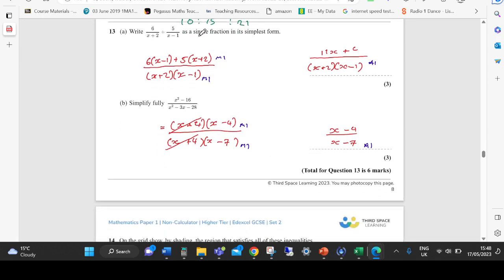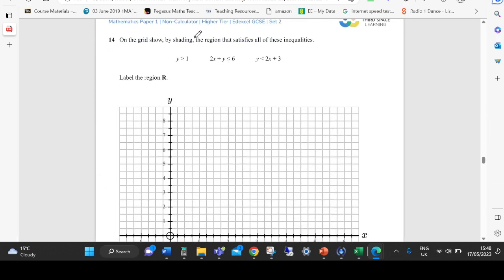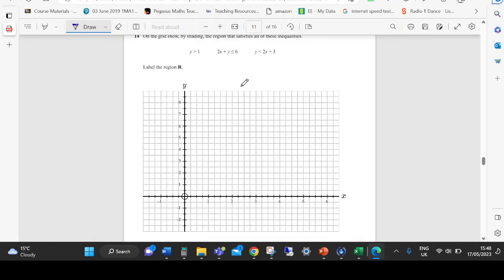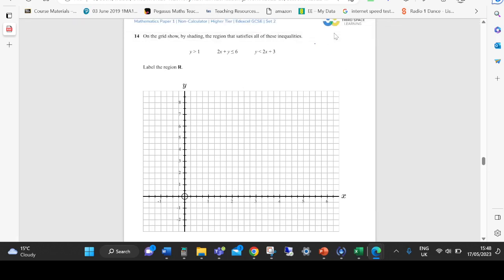Okay, question 14 then. Ooh, interesting. There we go. Okay, so on the grid, show by shading the region that satisfies. I don't think it would state that in an exam anymore. It would say show the region rather than shading. But that's no major drama.